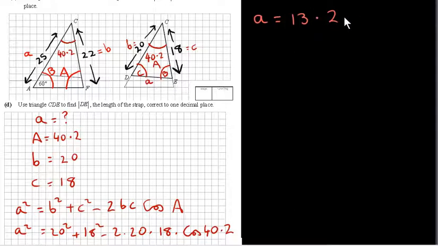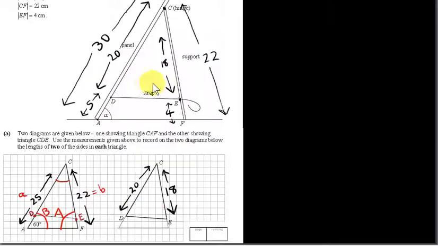All the dimensions are in centimeters, so our answer is 13.2 centimeters. So the distance of D to E, or the length of the strap, has to be 13.2 centimeters if we want this angle here to be 60 degrees.